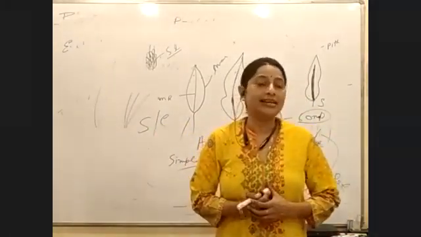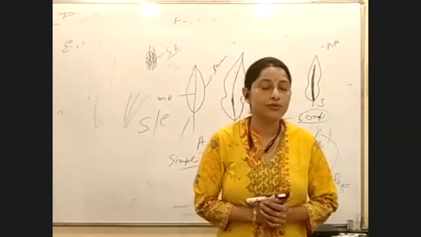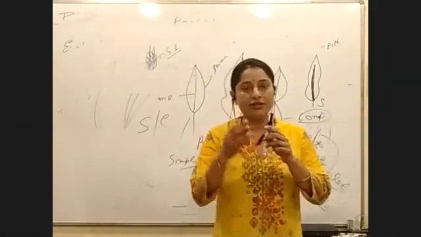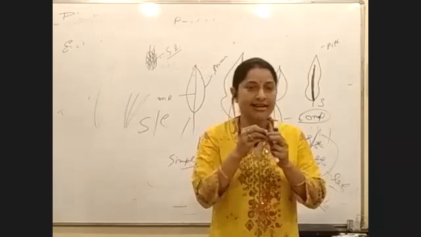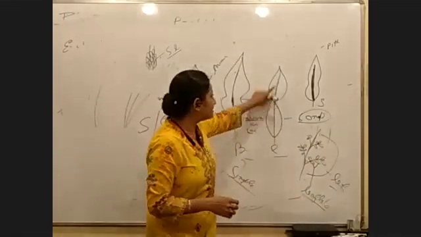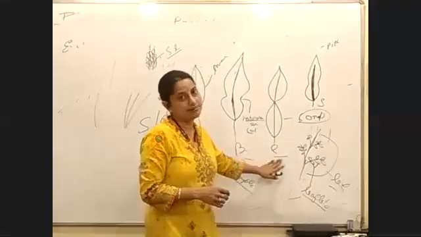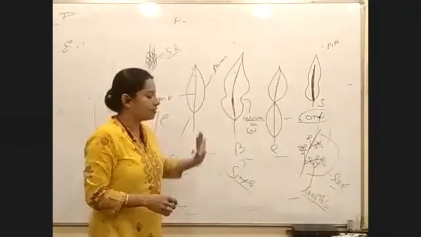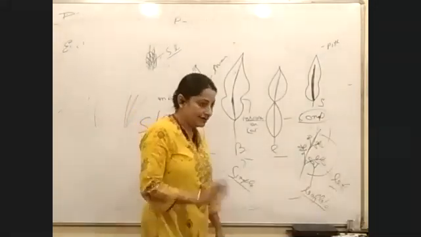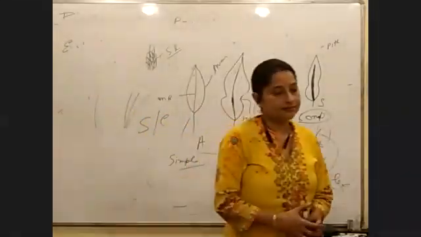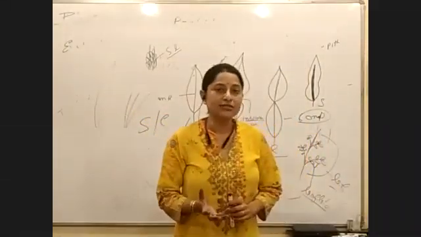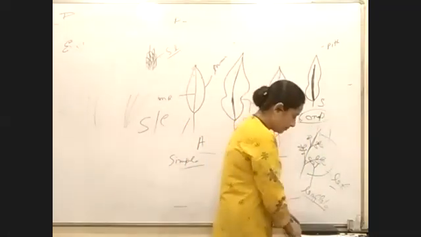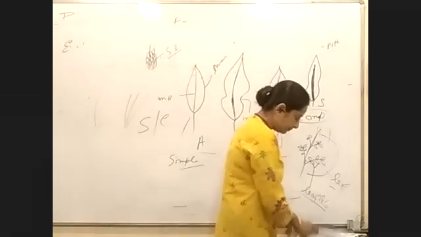How will we identify a leaf as simple or compound? If the incision touches the mid vein and cuts the leaf into two parts, then it is a compound leaf. If it does not touch it, it is the entire leaf, it is called as a simple leaf. Clear? Details in the morphology class. Now you have an idea of what simple and compound leaves are. Right? Yes, ma'am.